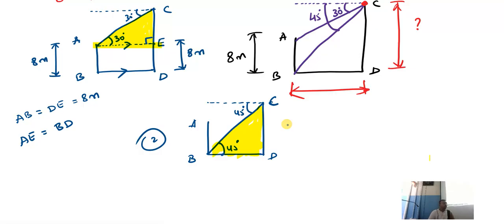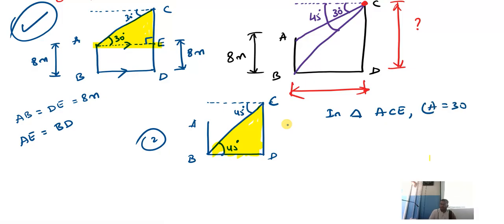Now it's up to you. Which figure you want, you can take as you wish. Shall we take from 30 degrees? First, shall we take the triangle of 30 degrees? If you take this first figure, then in triangle ACE, we know angle A is 30 degrees, angle E is 90 degrees.